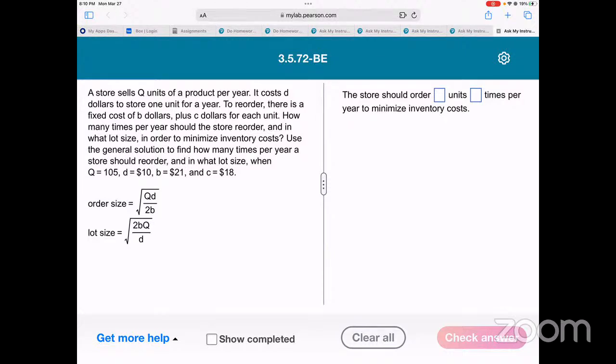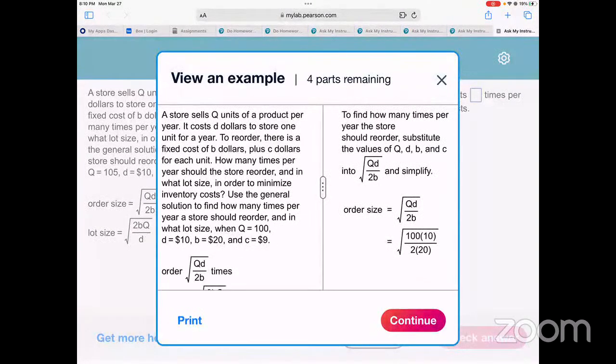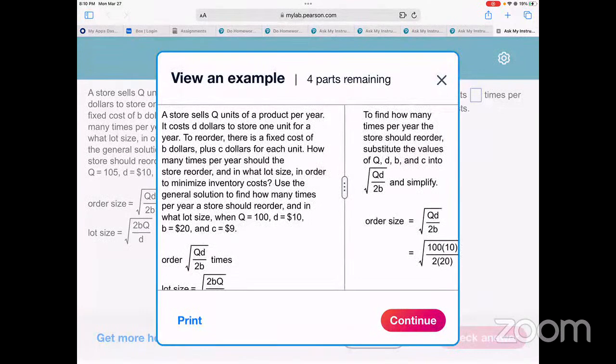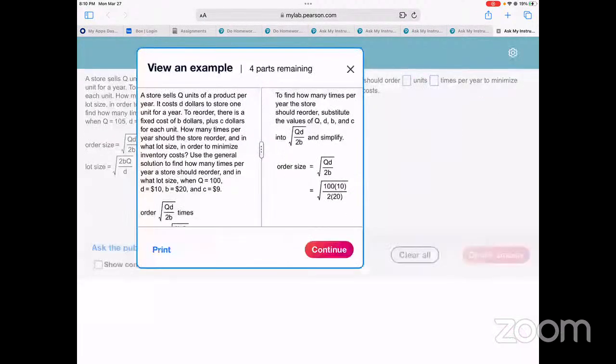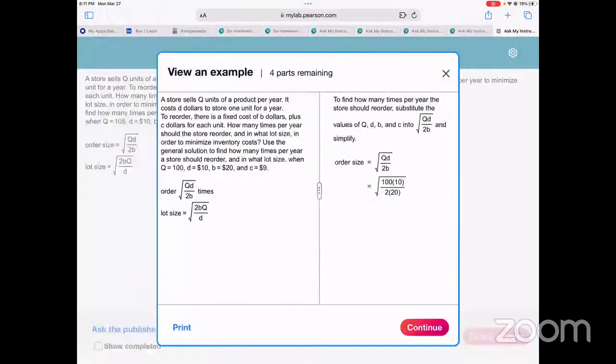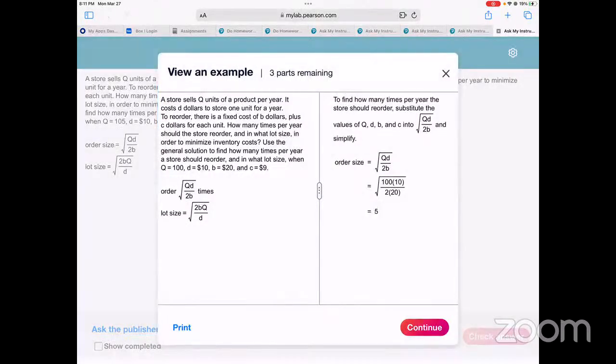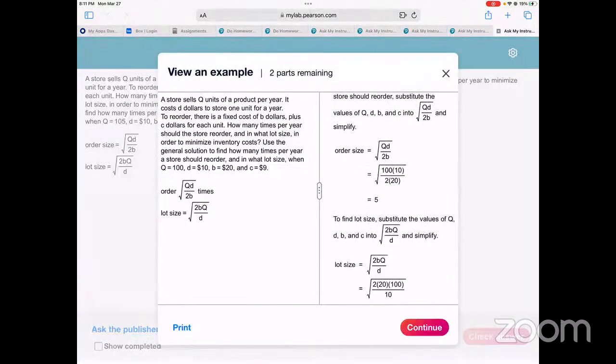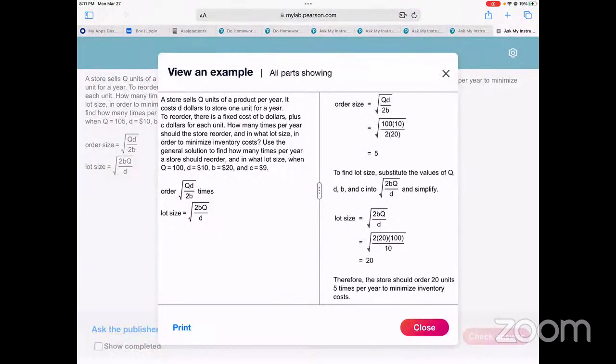Let me go to view an example right here. Let me zoom out some. Okay, right there. So it says to find out how many times per year the store should reorder, substitute the values into and simplify. To find the lot size, substitute this, okay. Therefore, the store should order 20 units per year. Oh, they gave us all the parts. We just plug it in and that's it.